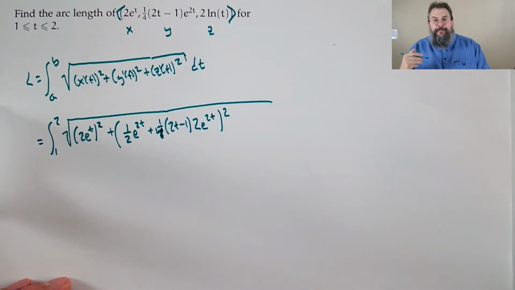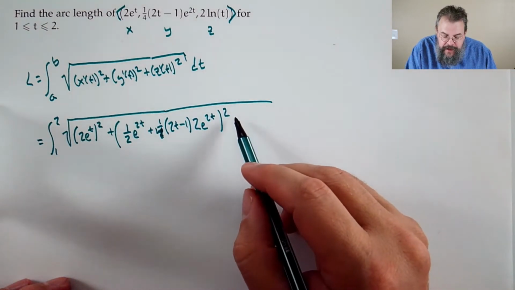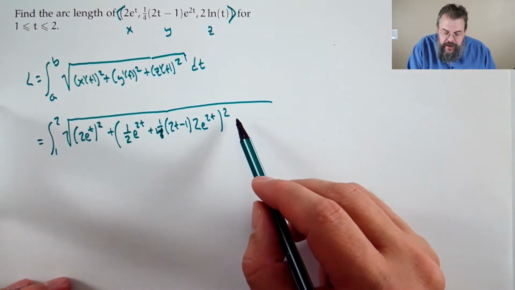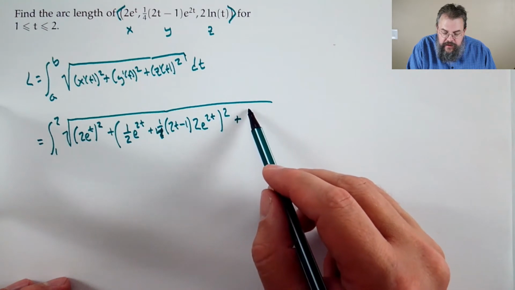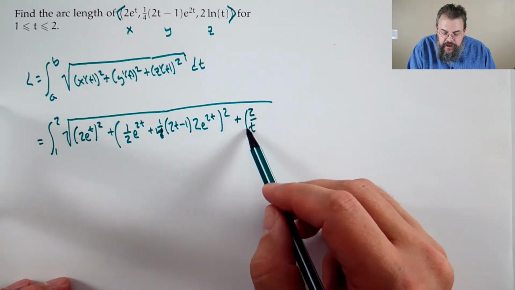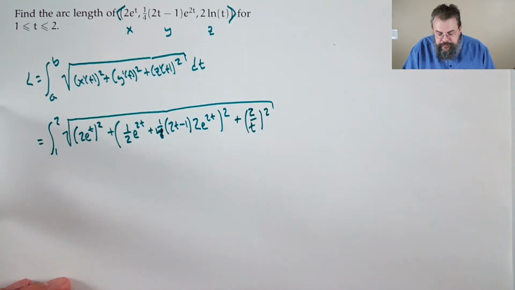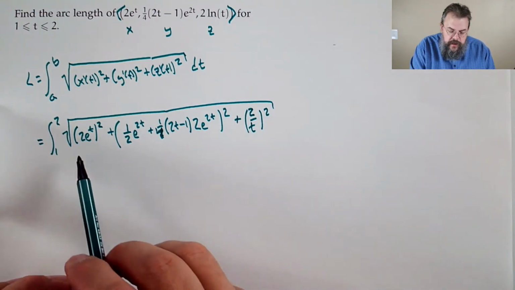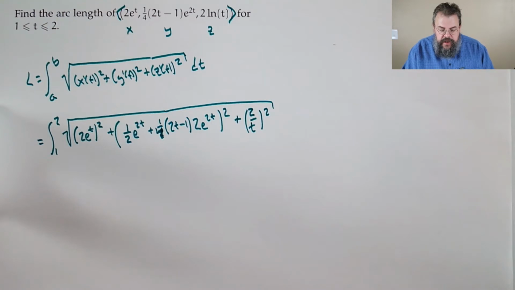Sometimes you get so wrapped up in like, wow, this is so cool, and then you forget, oh wait, I've got to square this. Okay, now z prime. Well, derivative of 2 log of t, that's not so bad. That's 2 over t, squared. Okay, well, the first and the last seem pretty clear. The middle is a little bit more murky. Let's see if we can clean that up a little bit before we go too far ahead.